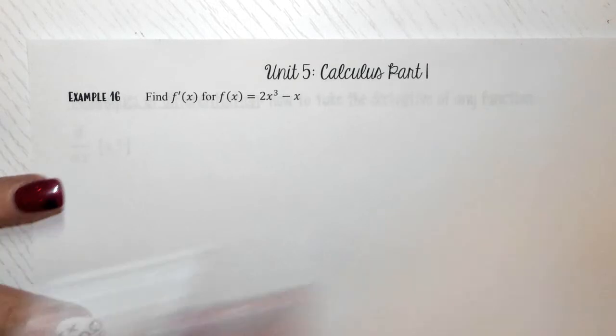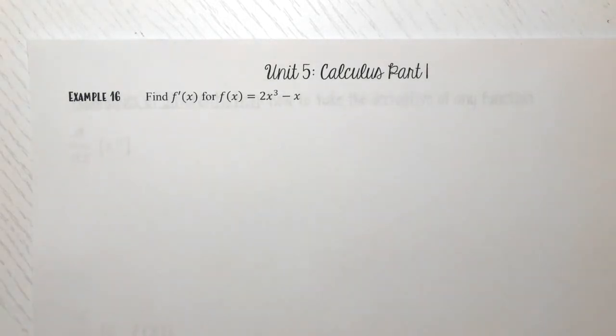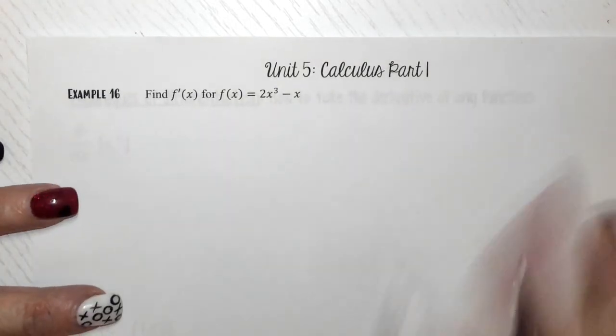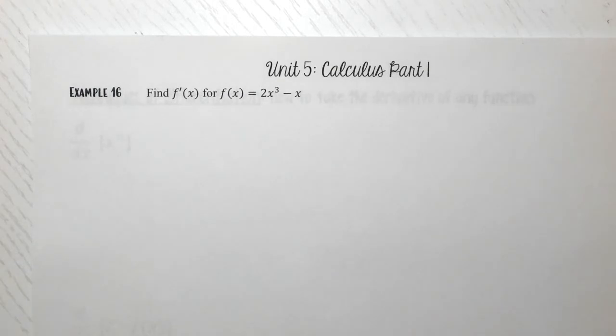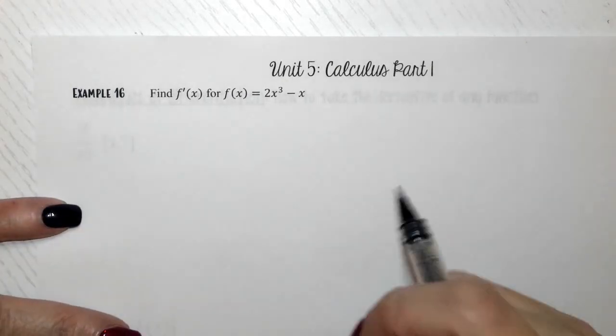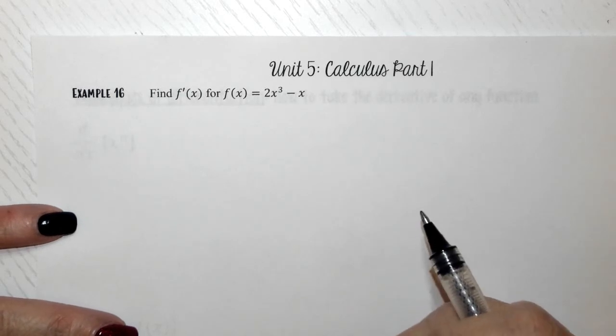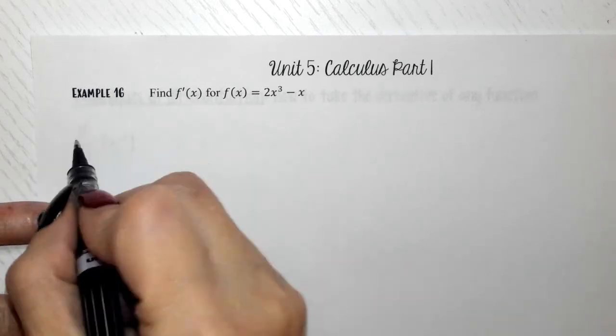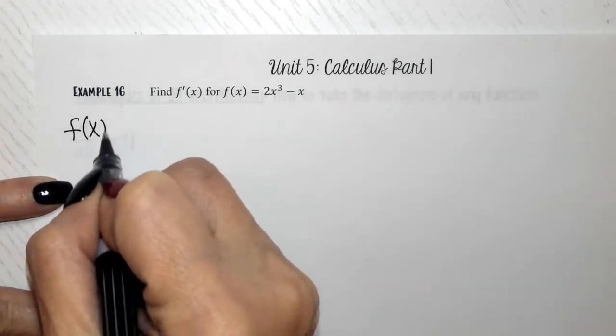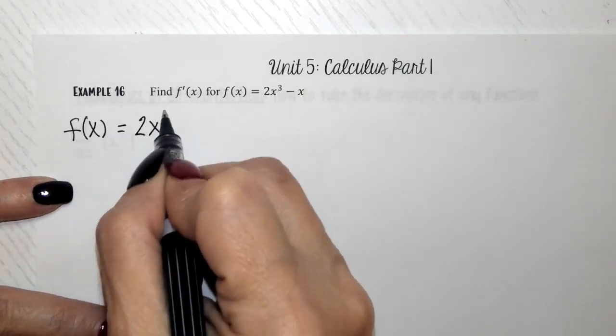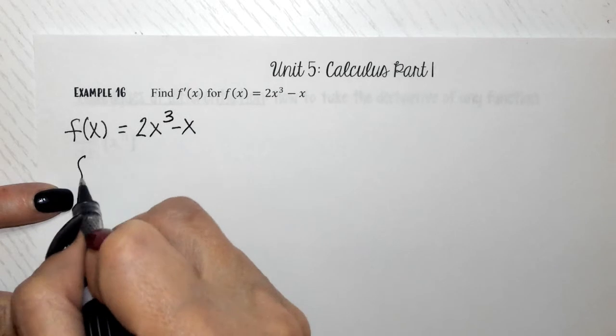After this one, and if you're in class doing this with me, I made you do this one on your own. So here it is. Last one. Find f prime of x. In other words, find the limit as h approaches 0 of f of x plus h minus f of x over h. Can you do it? Here we go. f of x equals 2x to the third minus x.